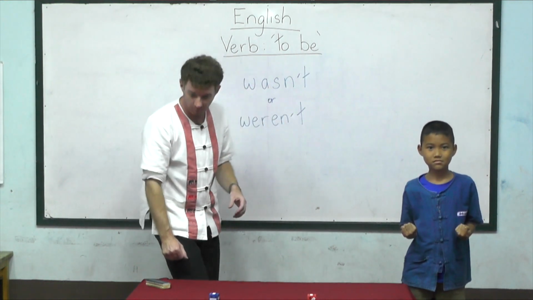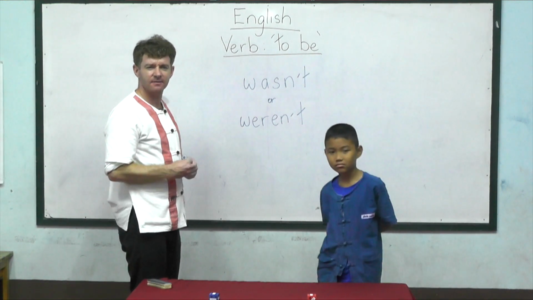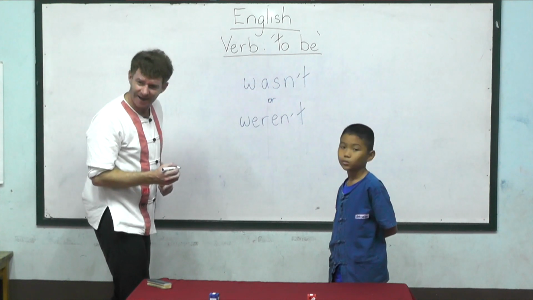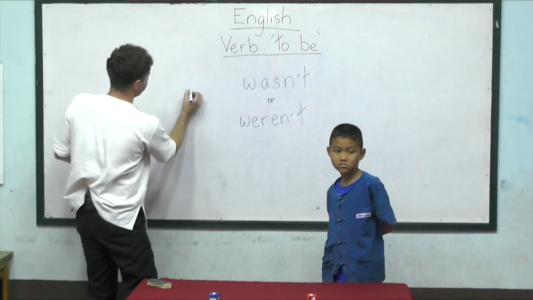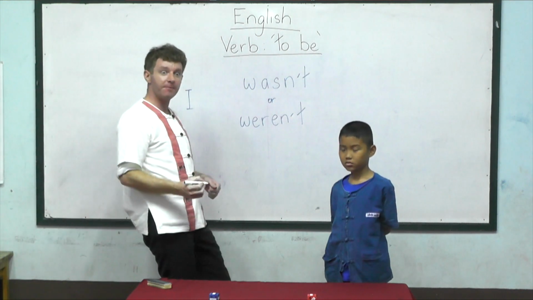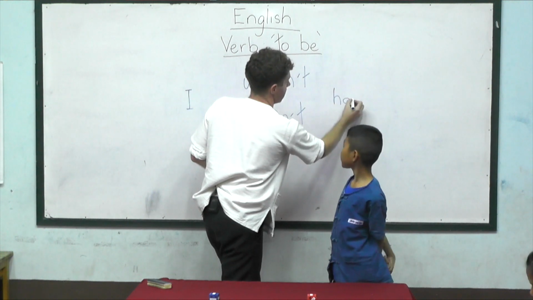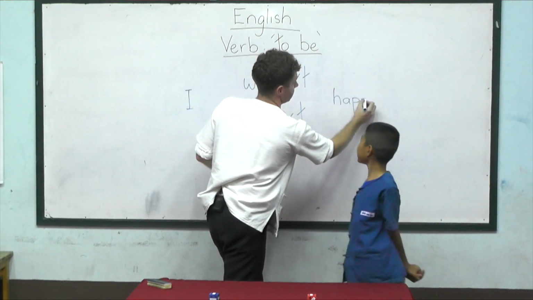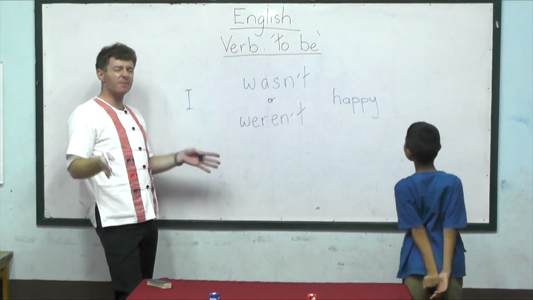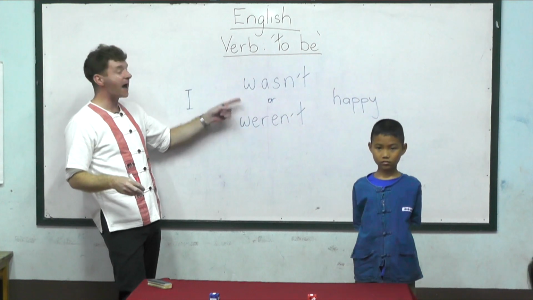We have a new pronoun. Guys, how do we spell I? I. That's how we spell I. And how do we spell happy? H-A-P-P-Y. But what will we say to describe if we are not? Do we say I weren't or I wasn't?